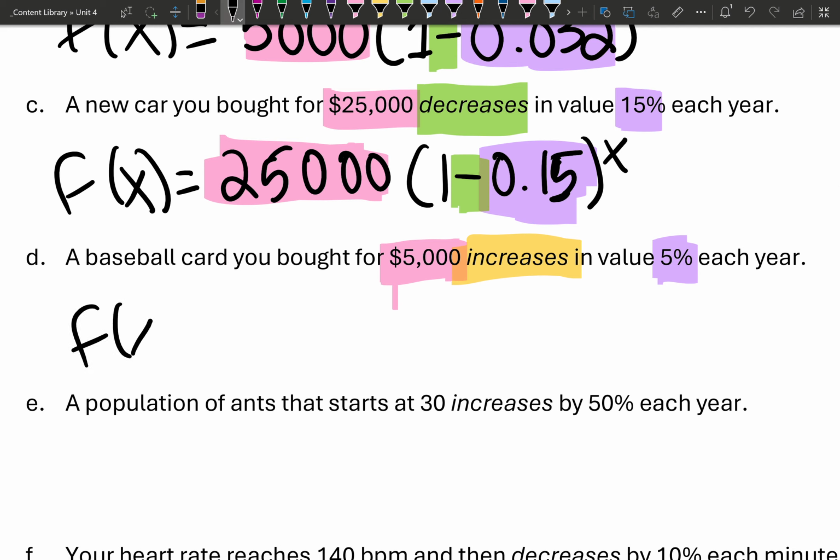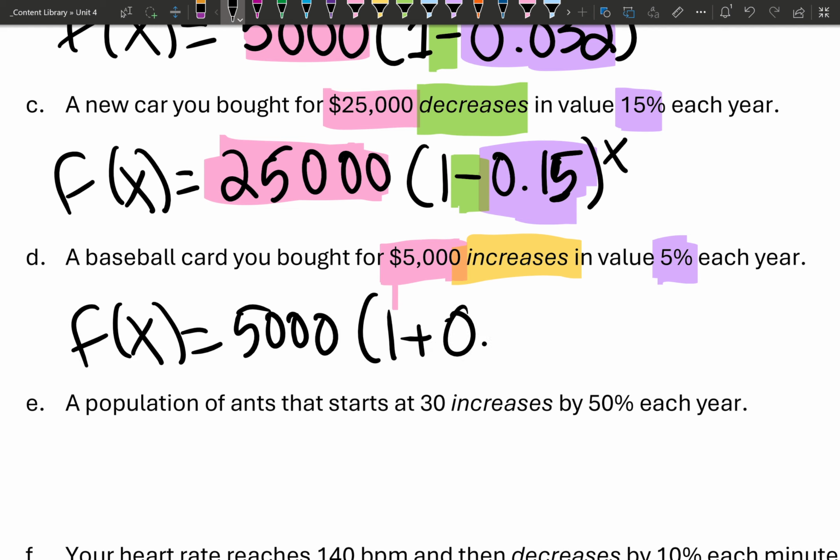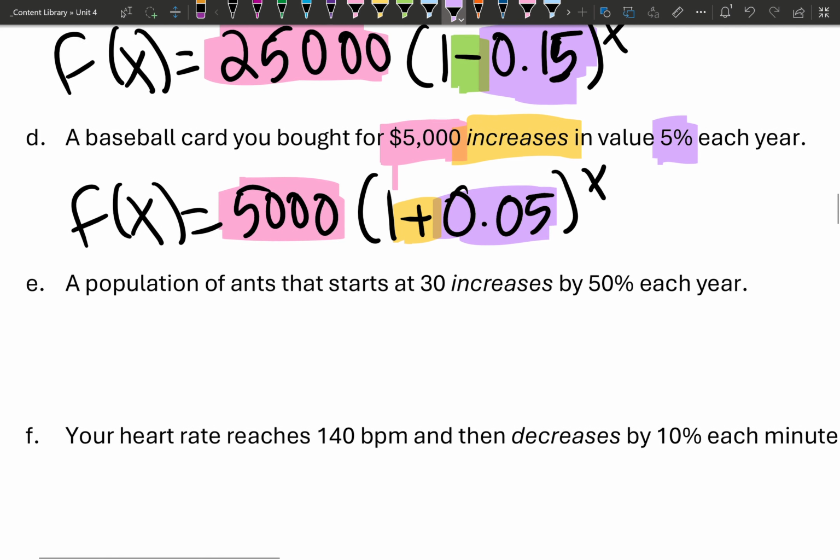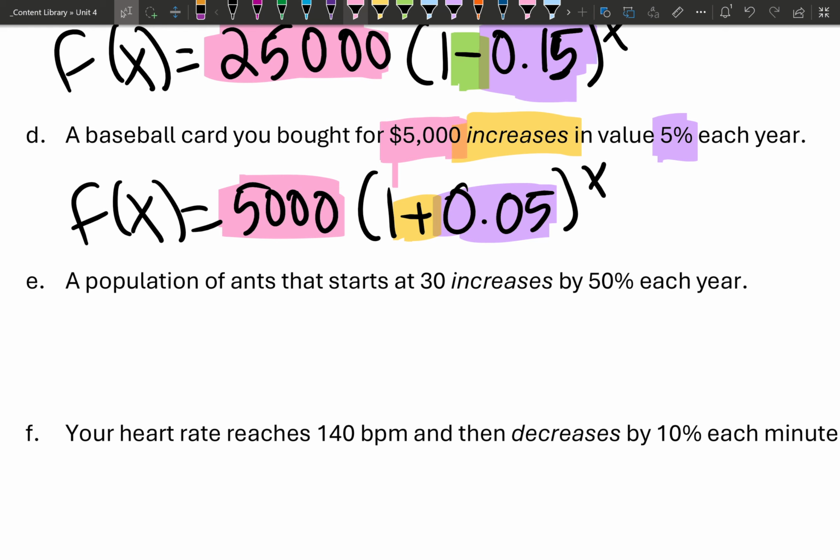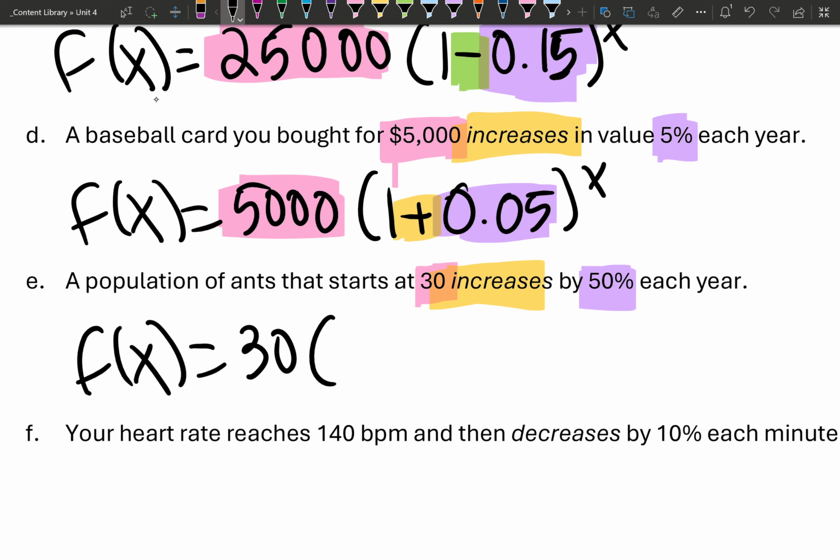A baseball card you bought for $5,000 increases in value 5% each year. Let's write our function. f of x equals 5,000 times 1 plus, because we're increasing, 0.05, because that's our percent in decimal form. We got a population of ants that starts at 30 and increases by 50% each year. So we got f of x equals 30, 1 plus, because it's increasing, 0.5, because that's 50% as a decimal.